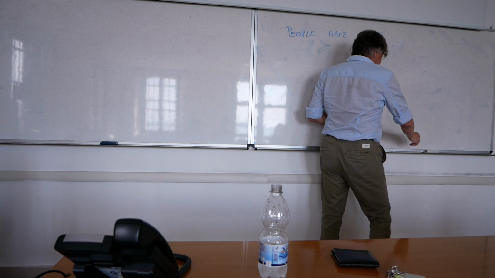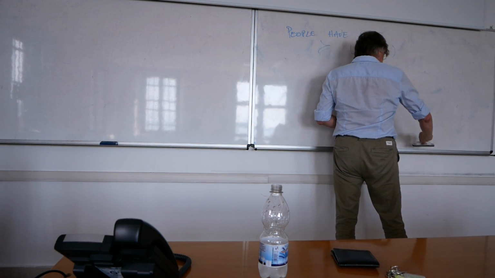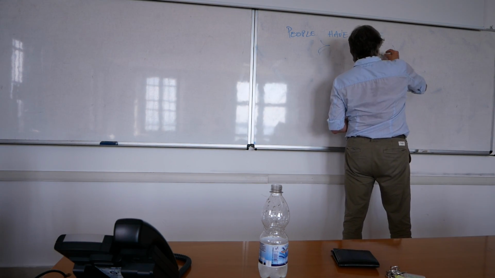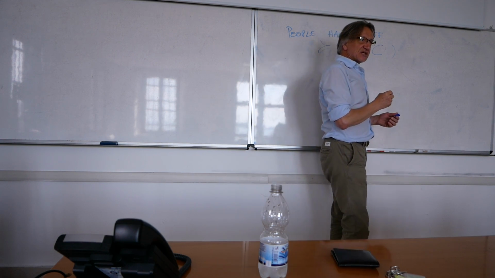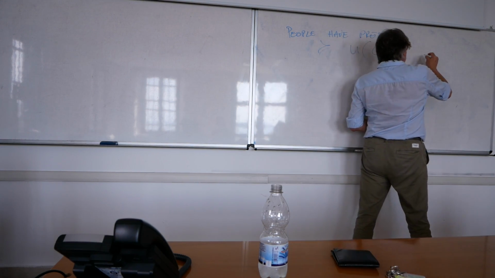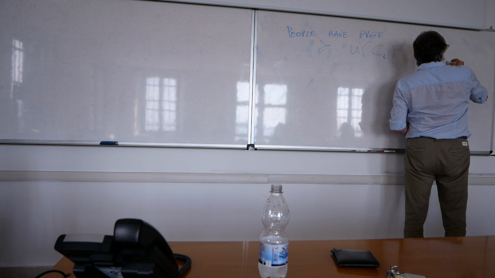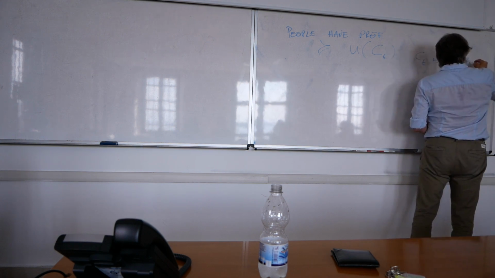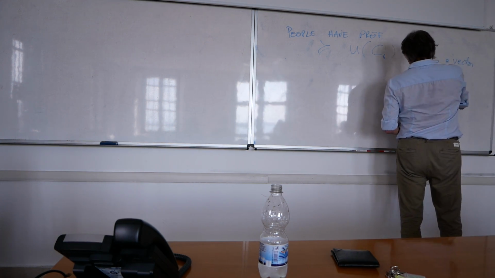So I like to think that one possibility is to define utility over a vector C that I consume at time t, and Ct is a vector of characteristics.